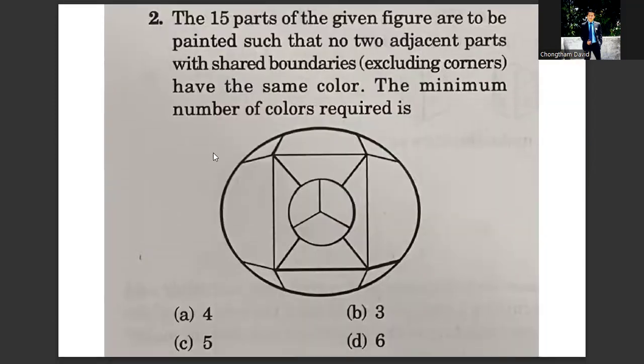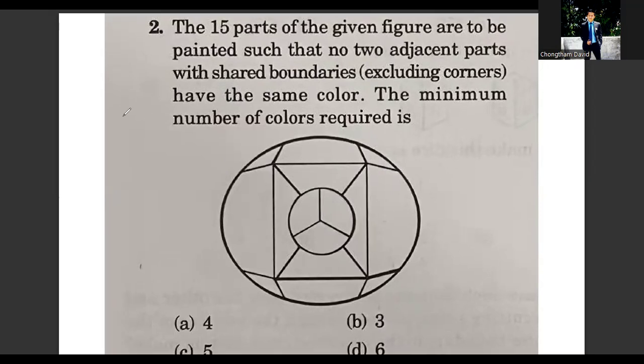The 15 parts of the given figure are to be painted such that no two adjacent parts with shared boundaries, excluding the corners, have the same color. The minimum number of colors required is 4, 3, 5, or 6. Remember, we can't color using only 3 colors, as the given graph is planar, so the minimum number of colors required is 4. The well-known four-color theorem says every planar graph is four-colorable. Option A.